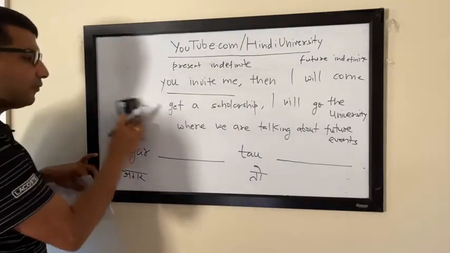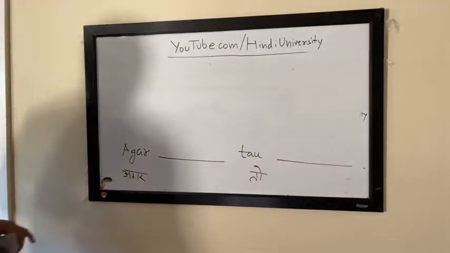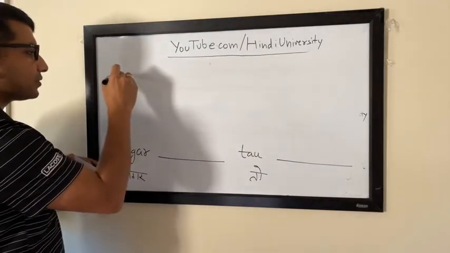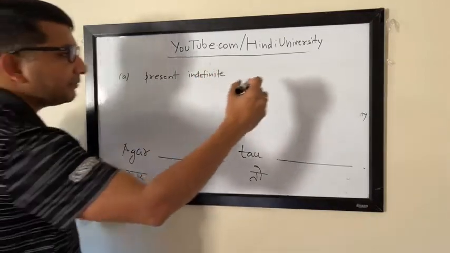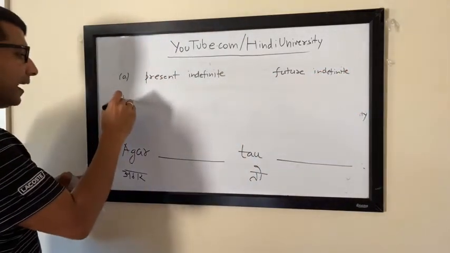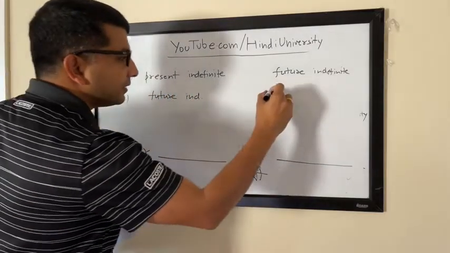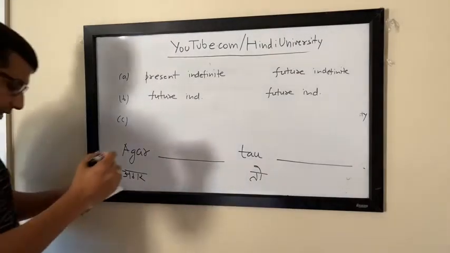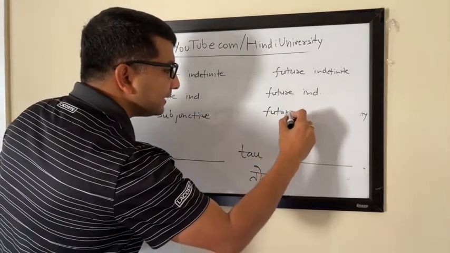Now there is a possibility of which forms of verb you should be using in between. And Hindi is a little bit flexible there. While in the level 0, level 1 sentences in English, the first one is present indefinite, the second one is future indefinite. In Hindi, this is how it works. So you can have the first sentence in present indefinite and the second one in future indefinite. Okay, you can have the first one also as future indefinite, and this can also be in future indefinite. The third one is where the first clause will be in subjunctive, and the second one will be in future indefinite.